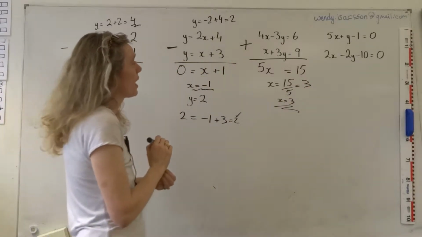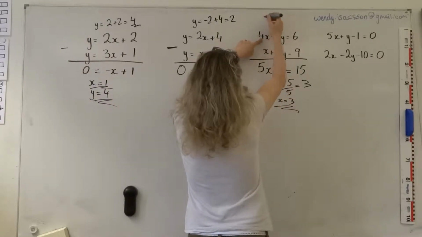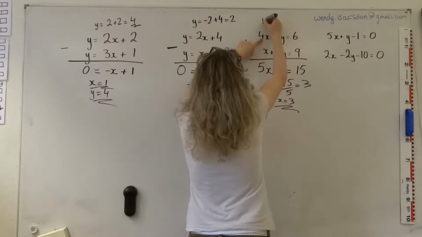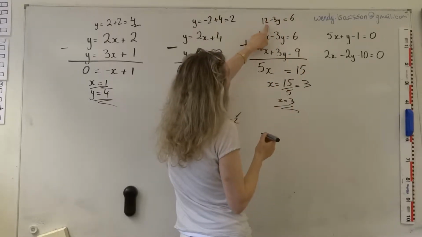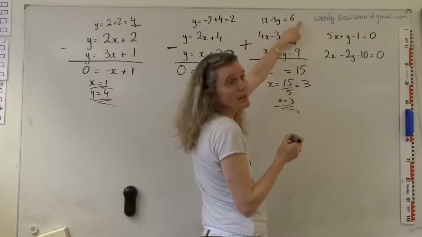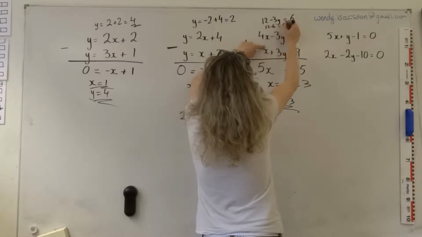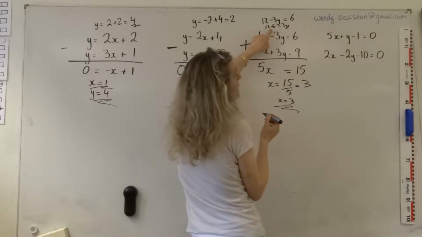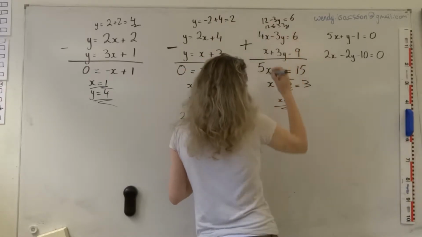When I've got x, I can then substitute back into this equation to give me what y is. Well, that would be 4 lots of 3 would be 12 minus 3y equals 6. Take the 3y over to this side, it gives me a plus 3y. So 12 minus 6 will equal 3y. That means that 6 will equal 3y, so y must equal 6 divided by 3, which will be 2.